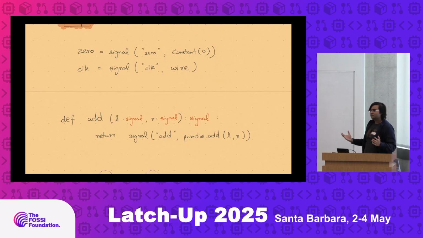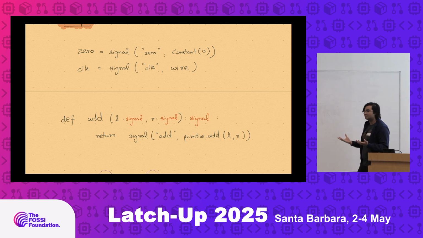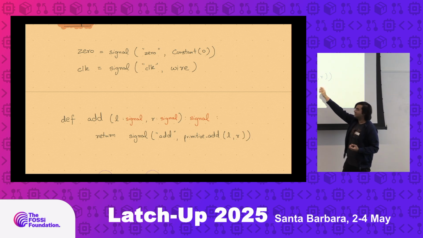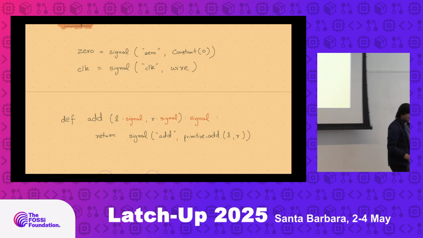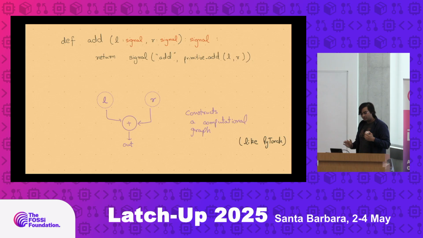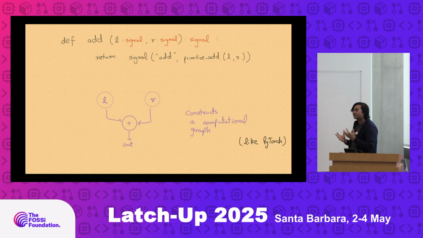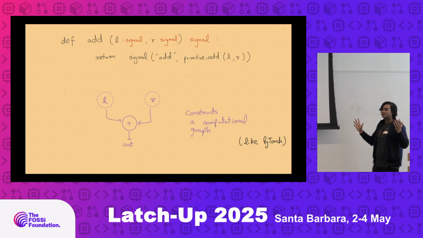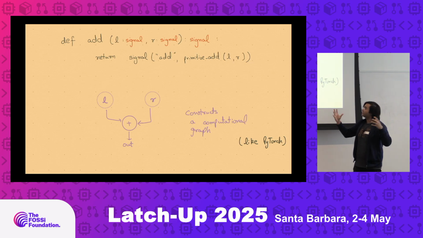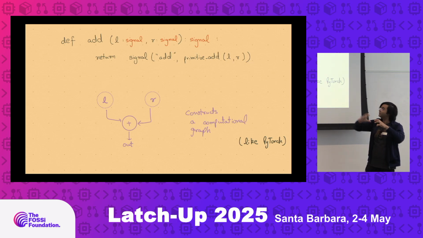OK. Add is kind of weirdly simple. It's just some identifier that tells that this node is an add, and pointers to the other nodes that exist beyond it. And so really what we're doing is we're constructing a computational graph. We're building the structure of our circuit, and we're capturing it by connecting things together with this signal representation.